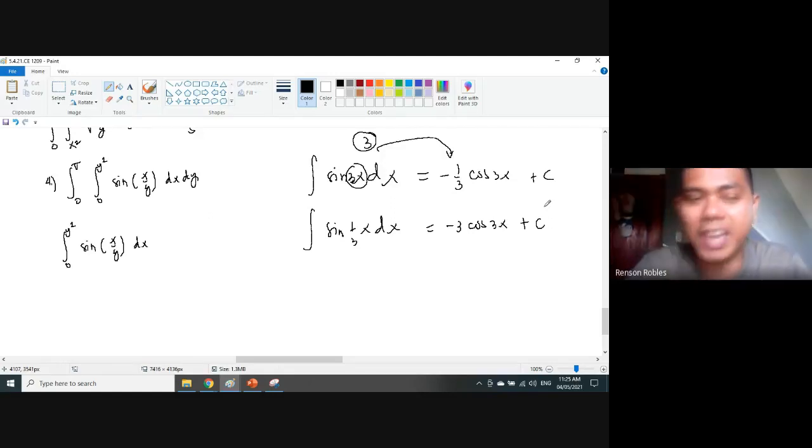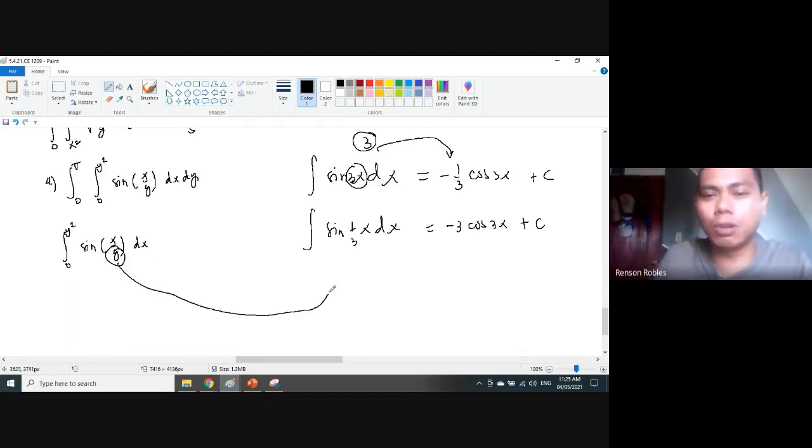Reciprocal. Okay, and can you apply it here? Because y is treated as constant. So this y will assume the role of 3 here, right? Because this 3 is constant. And y here is constant because our variable of integration is x. You get me, right?